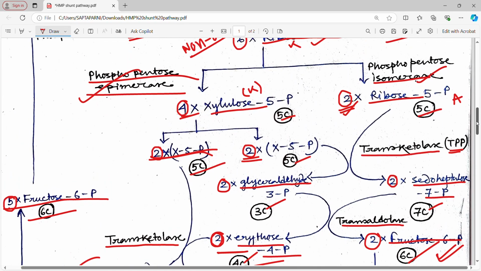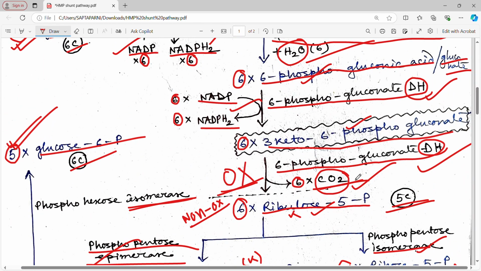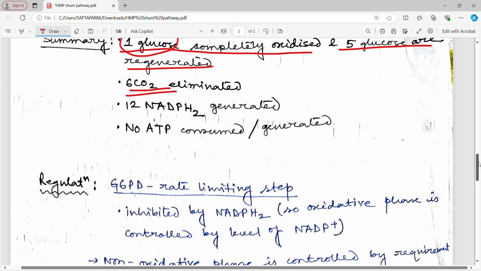See here in this step. In this step we can see the 6 carbon moieties of a single glucose 6-phosphate molecule are liberated. So 6 carbon dioxide molecules are eliminated. And our primary goal was to generate NADPH2.